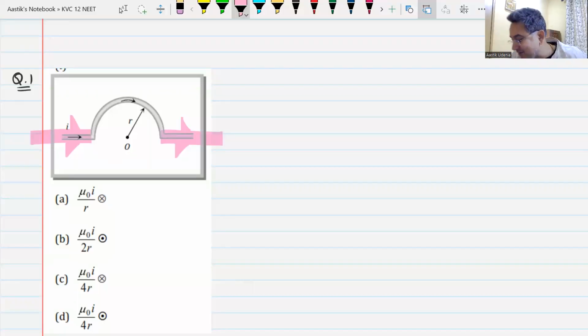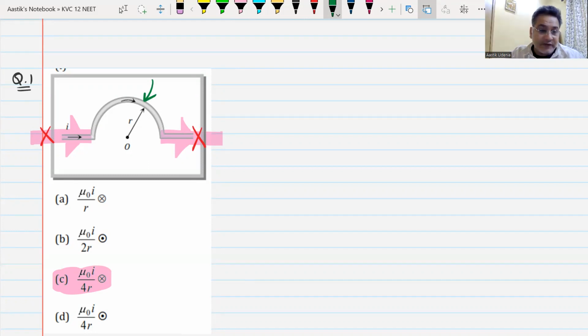Quickly, answer option C. That is correct. Option C is the correct answer. As you can see, this wire will not create any field because the point lies ahead. This wire will not create any field because the point lies behind. The only wire which is going to create any field will be the semicircular wire. We have already seen the field of the semicircular wire: mu naught I by 4r. You just turn your fingers and you get the answer for this one.